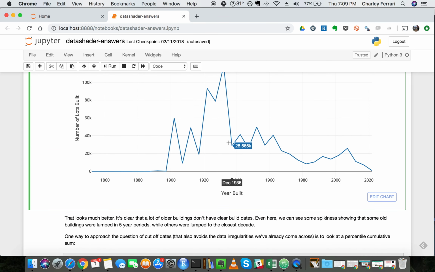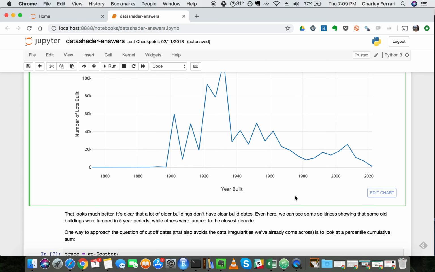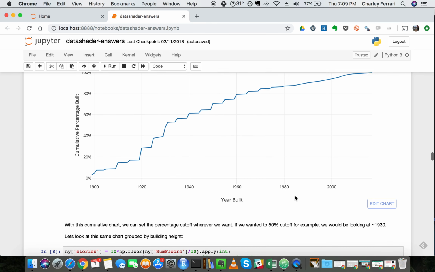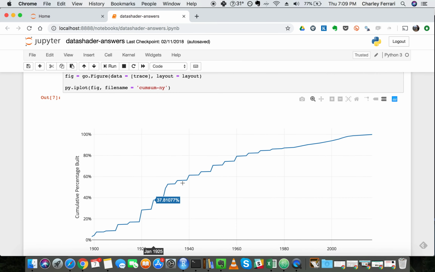And another strategy for dealing with patterns of how buildings were built over time is by plotting a cumulative graph rather than just the raw values of what's being built. This is similar to when you're looking at probability distributions, and you have your PDF, your probability distribution function, and your cumulative distribution function, where one is simply the integral of the other.